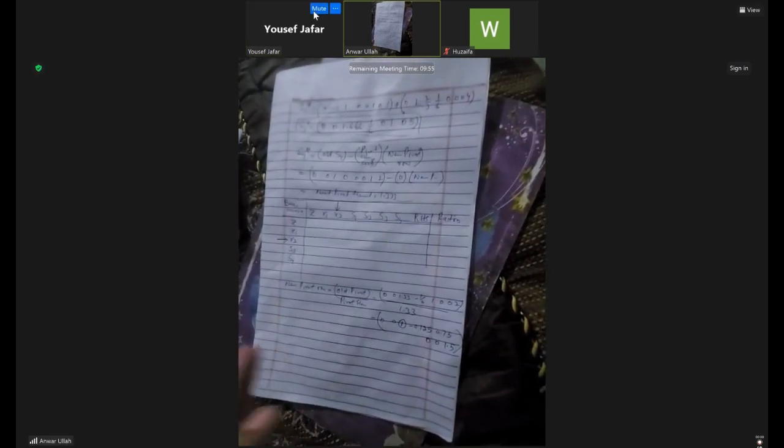Camera is open. Now you can see. Okay, it was open. I don't know, maybe some connectivity issues there, but it was okay.